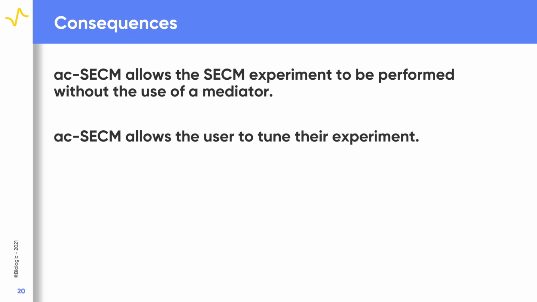There are two consequences to using ac-SECM. The first is that a mediator is not used, which can be beneficial if a good mediator cannot be found. The second is that users can tune their experiment by changing the measurement frequency and/or the electrolyte used.